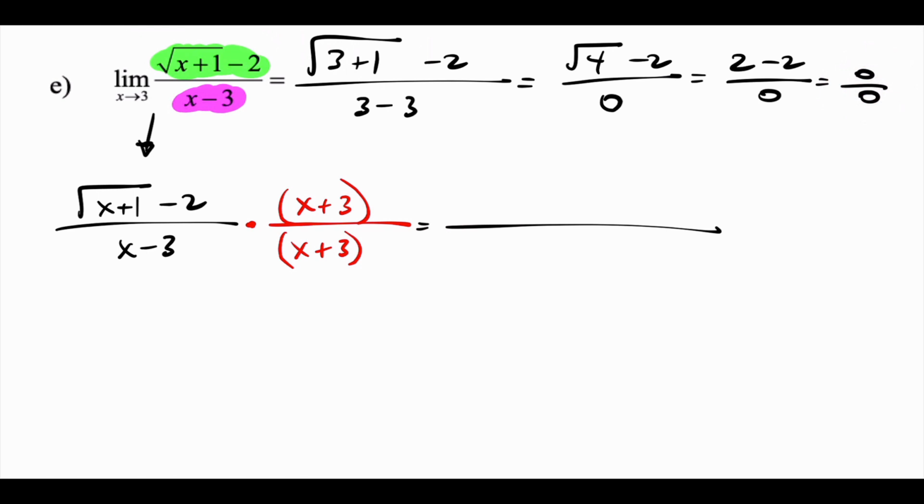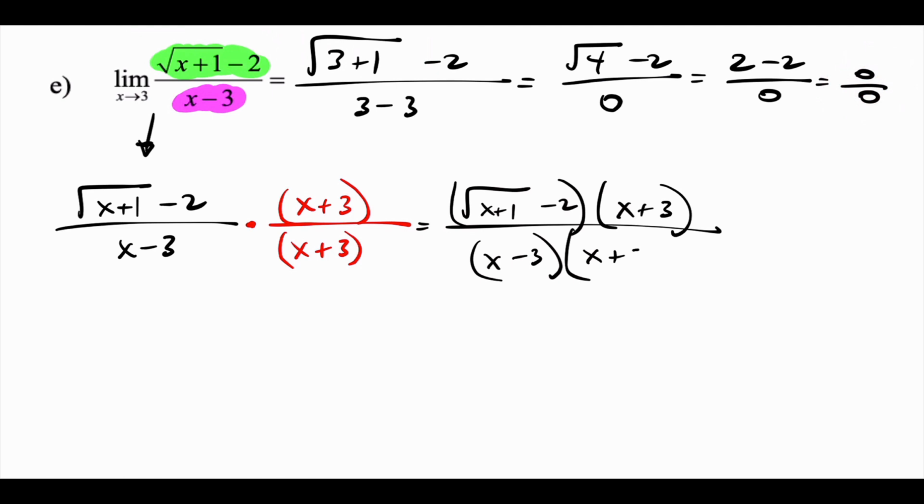Okay, so let's see what we get. So the top, I'm not going to multiply right now because I really don't want to multiply. It's a lot of stuff. So let's see. I get square root of x plus 1, oops, no, minus 2 times x plus 3. On bottom, I get x minus 3 over x plus 3.